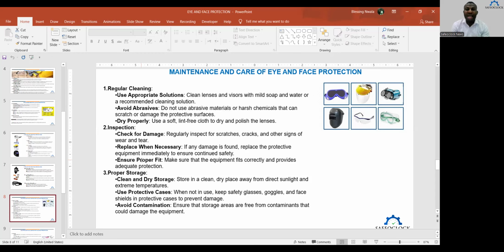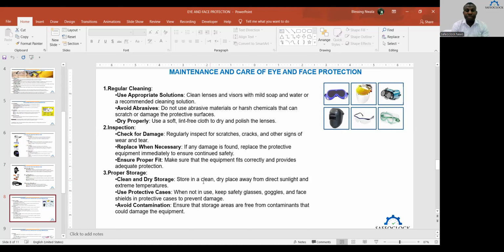Inspections. The eye and face protection should be regularly inspected. There should be checklists. There should be maintenance inspection records, so that it's ensured that the device or the equipment is properly maintained and is safe to use, especially those ones that are specifically for certain operations, like the welding face shield. It should be properly inspected and kept safe to use.